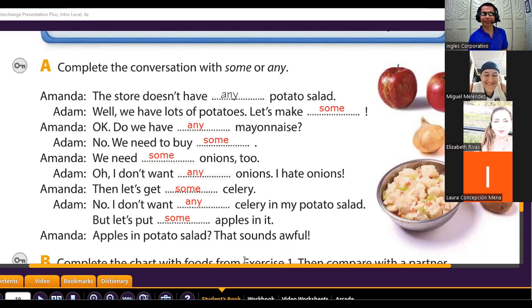The store doesn't have any potato salad. Well, we have lots of potatoes. Let's make some. Okay, do we have any mayonnaise? No, we need to buy some. Yeah, we need some onions too. Oh, I don't want any onions. I hate onions. Okay, then let's get some celery. No, I don't want any celery in my potato salad. But let's put some apples in it. Apples in potato salad? That sounds awful.